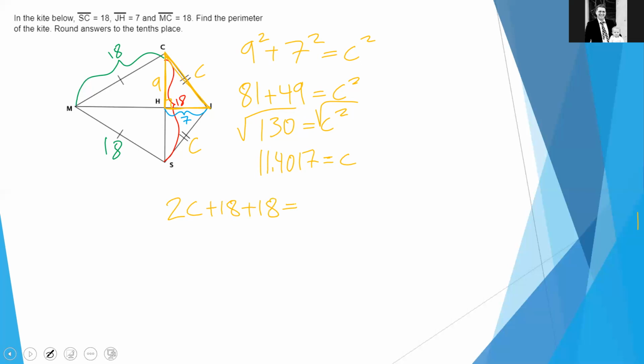And that is going to give me 58.803. If we're rounding to the nearest tenth place, will the 0 make the 8 round up or stay the same? It'll stay the same. So it'll be 58.8. That is all we have to talk about for kites.